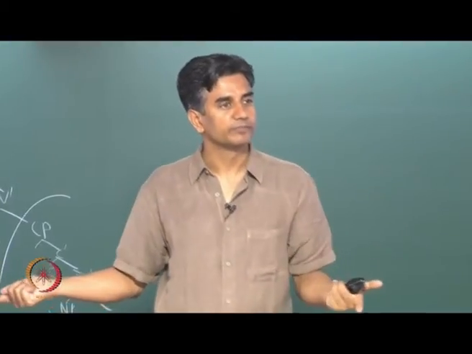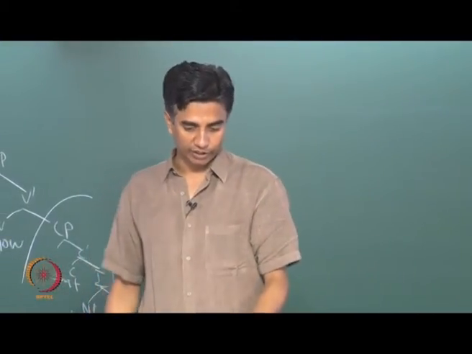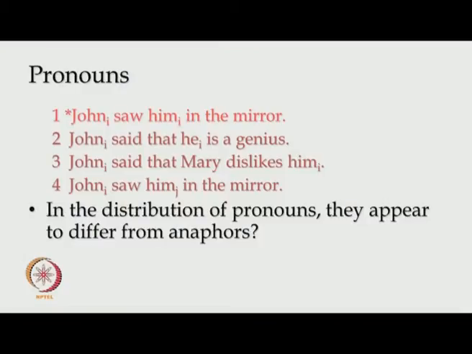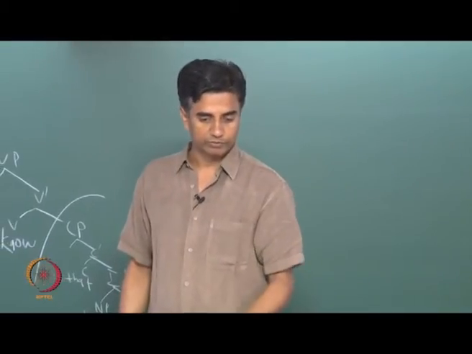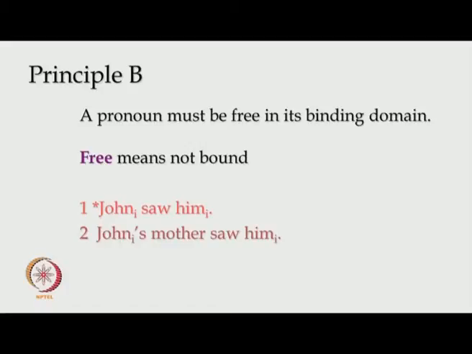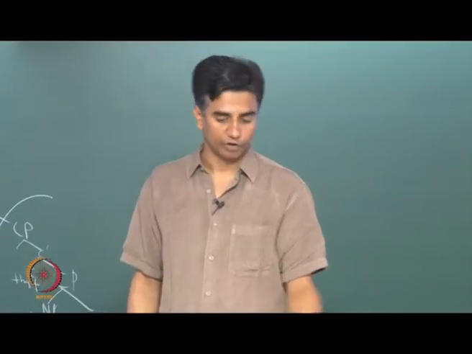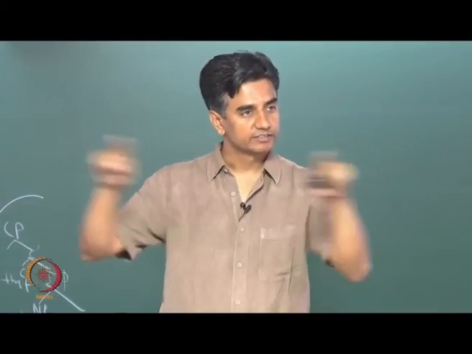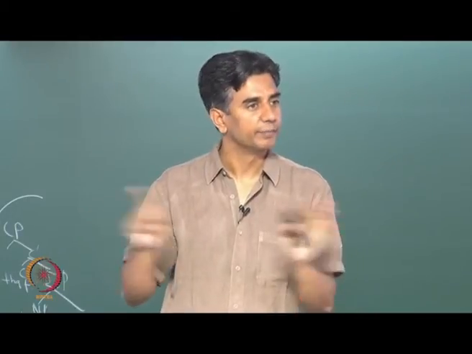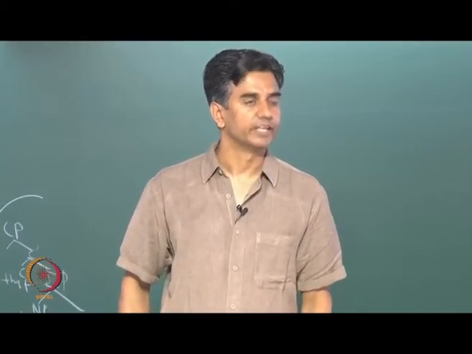Okay? Then there is no problem. Therefore, we say that the distribution of pronouns and NFR appear different. And this is the difference which leads us to principle B, which says a pronoun must be free in the binding domain. Okay? Free means not bound. That is, the conditions that apply for binding, C command and co-indexation, must not work for them. That is the meaning of being free.